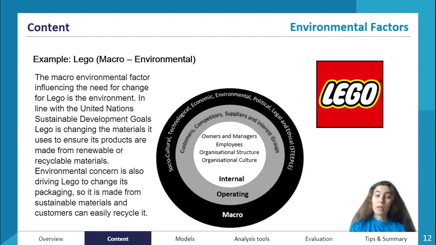And another example, this one is macro. We've got the environmental factor here. So in line with the United Nations Sustainable Development Goals, or SDGs, Lego changed its materials to make sure it was using products that are made from renewable or recyclable materials. So the same idea as Coca-Cola before, those changing values in society. So that's a socio-cultural aspect coming in as well, and the environmental values as well. So they changed their packaging, and it's now made from sustainable materials that can easily be recycled.